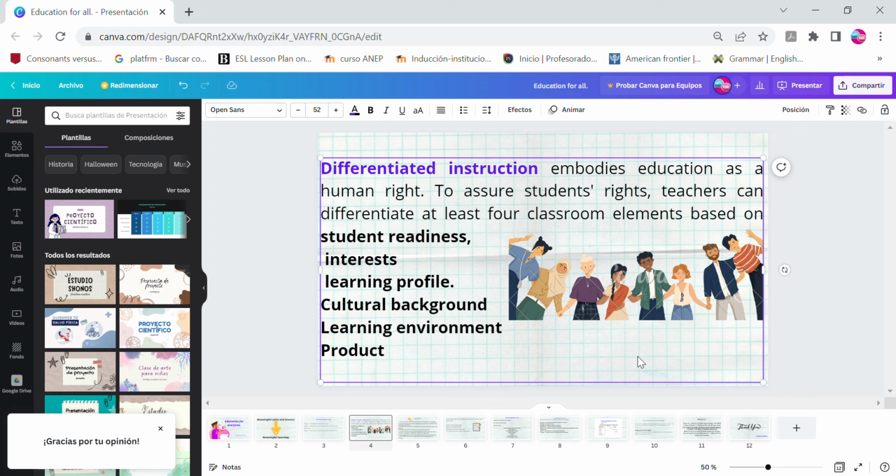The learning environment is another aspect that teachers can differentiate. The learning environment is the way the classroom works and feels. Maybe it sounds like an abstract concept, but it's important to set clear guidelines, allow students to choose if they want to work alone or in pairs or in groups, give them some freedom in order to make them feel more comfortable inside the classroom.